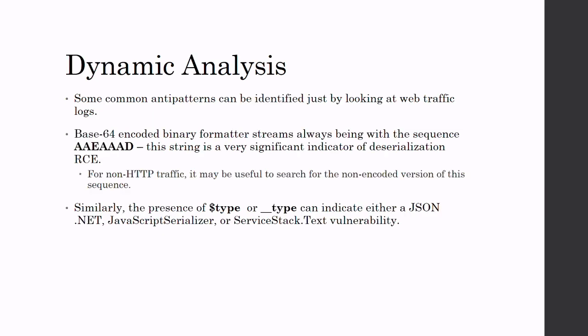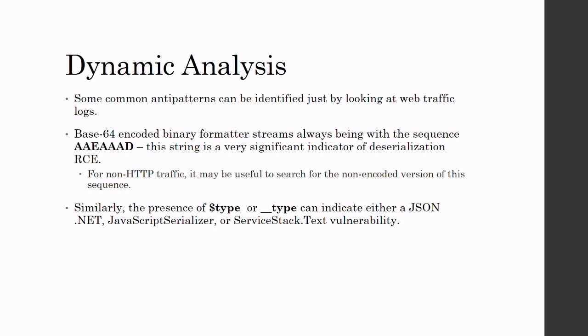There's a couple of tricks you can use for dynamic analysis too. There's a common anti-pattern where BinaryFormatter is used with a base64 encoder, and then the string that's produced is put in, say, a cookie, a query string, form post data, things like this, sometimes even in file contents. When you base64 encode a BinaryFormatter serialized stream, the resulting string always begins with the all caps string AAEAAAD. What you can do is look in your web traffic logs for that string. If you see it, it's a strong indicator that you have a potential serialization vulnerability.